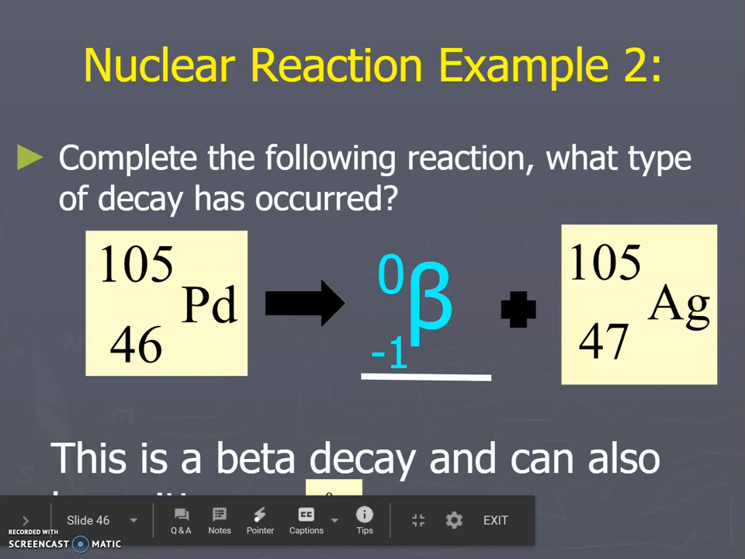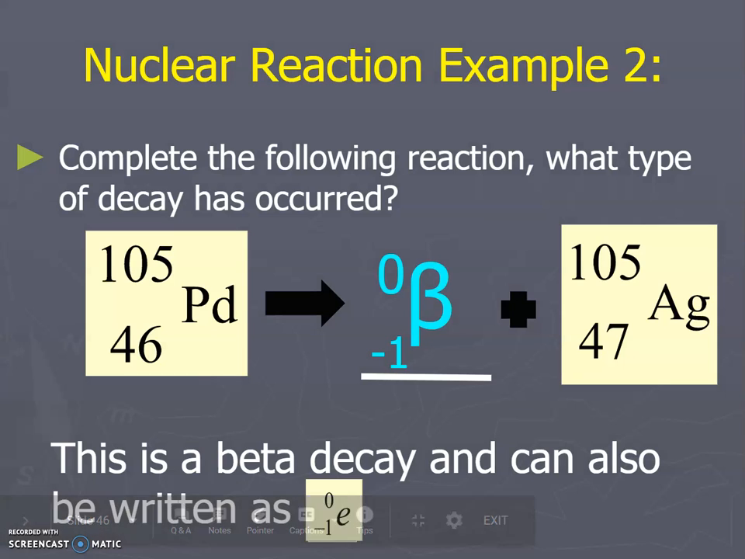This is a beta decay, and it can also be written like so. Okay, so if you forget the fancy beta, that's okay. You can also have it as the E, the electron, in there. Okay, so that is your nuclear reactions. Don't overthink it. It really is that easy.